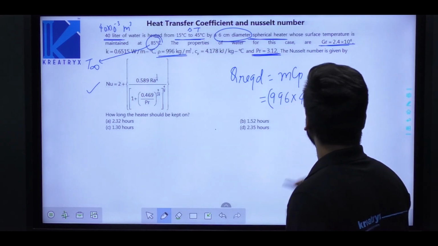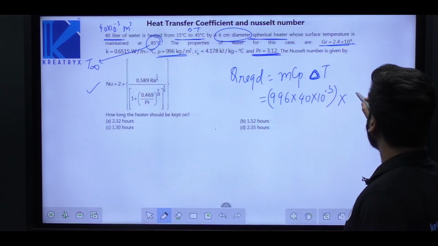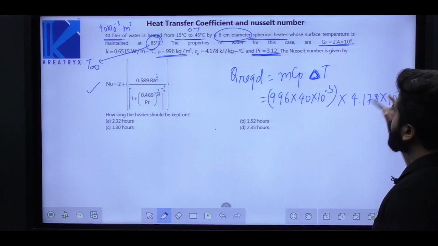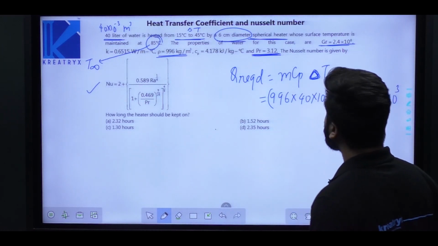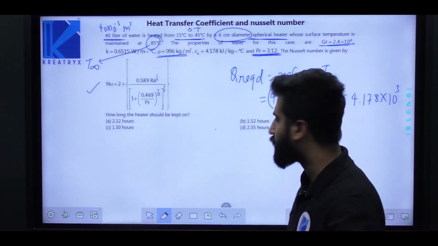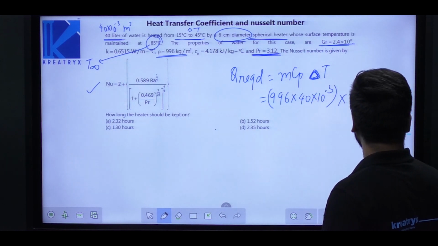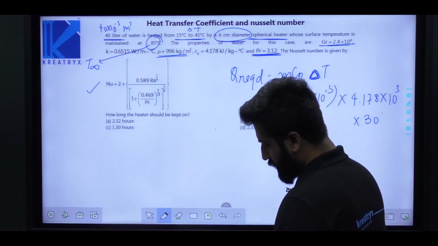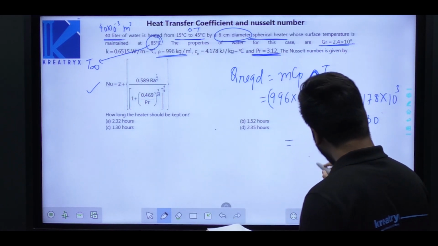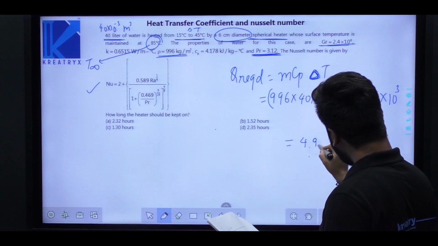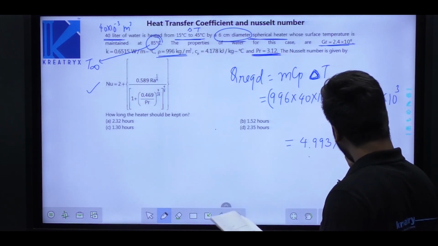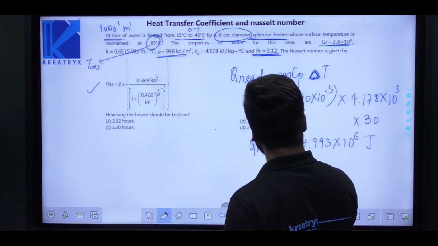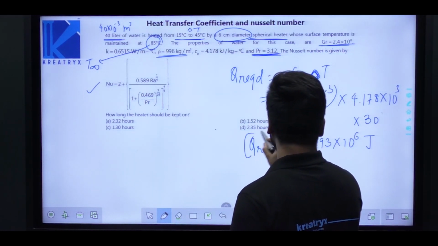Now this mass is in kgs. Cp is 4.178 into 10 to the power 3 joule per kilogram degree Celsius, and delta T is 45 minus 15, that is 30 degrees Celsius. So Q required will come out to be 4.993 into 10 to the power 6 joule. This is the Q required, that is heat required. This will be in joules.